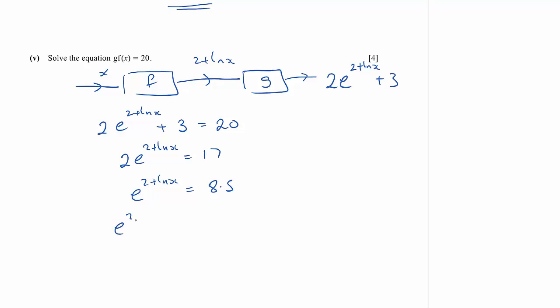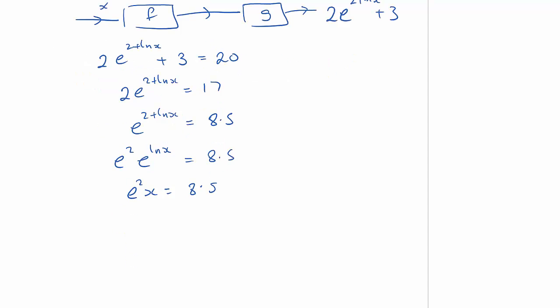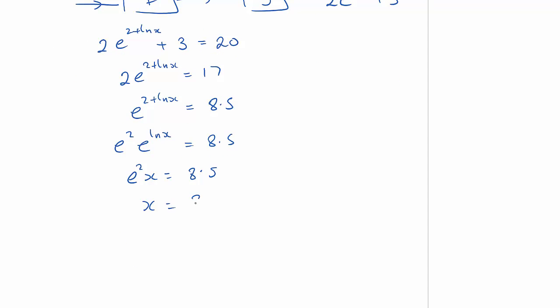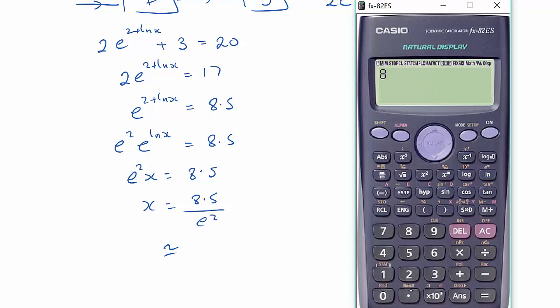And we can split this into e squared e to the ln x. And e to the ln x, because the exponential and natural log are inverse functions, is just x. So we've got e squared x is equal to 8.5, and therefore x is going to be 8.5 divided by e squared. So 8.5 divided by e squared is about 1.15.